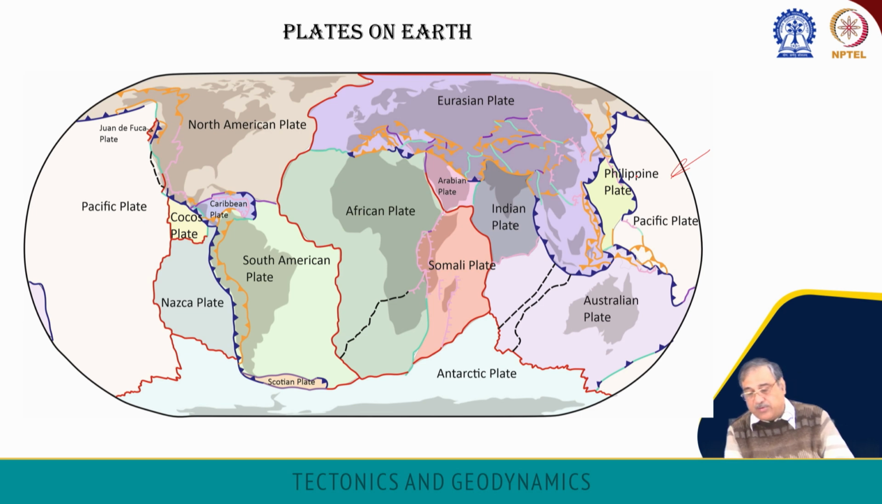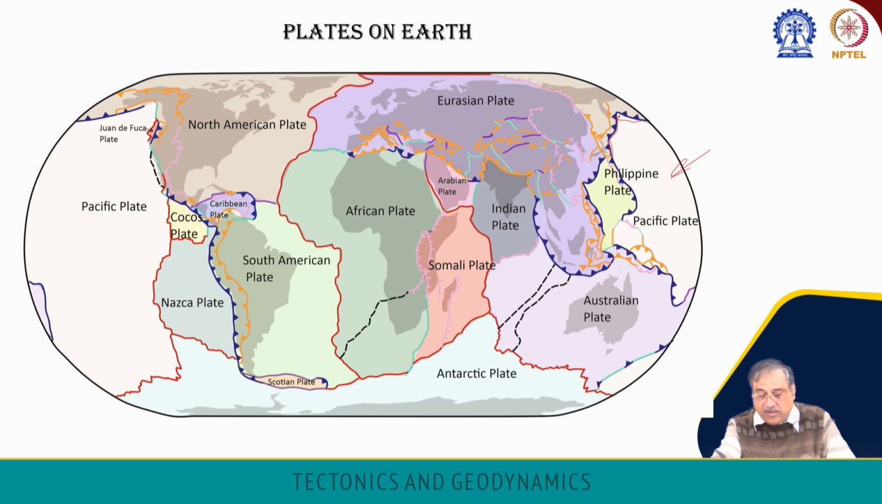This is the western part of the Pacific Ocean. So all this part is the Pacific plate, right? This is the Pacific plate. This is the Philippine plate here. Now, to its north, you can see this is the Aleutian arc, the Kurile arc. This is the Aleutian arc. This is the Kuriles, right?